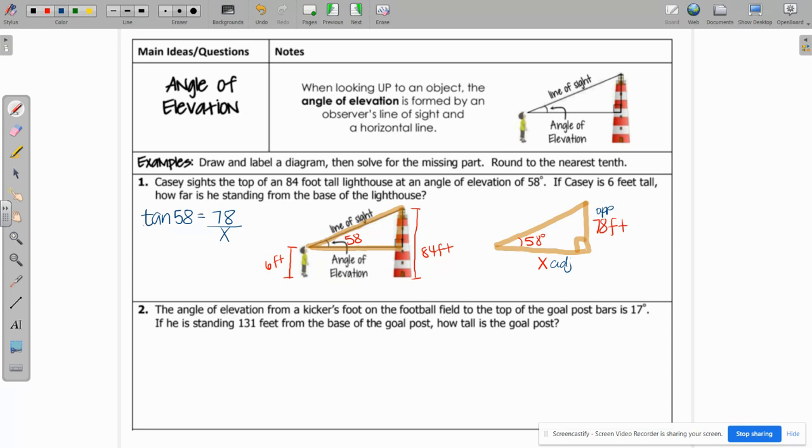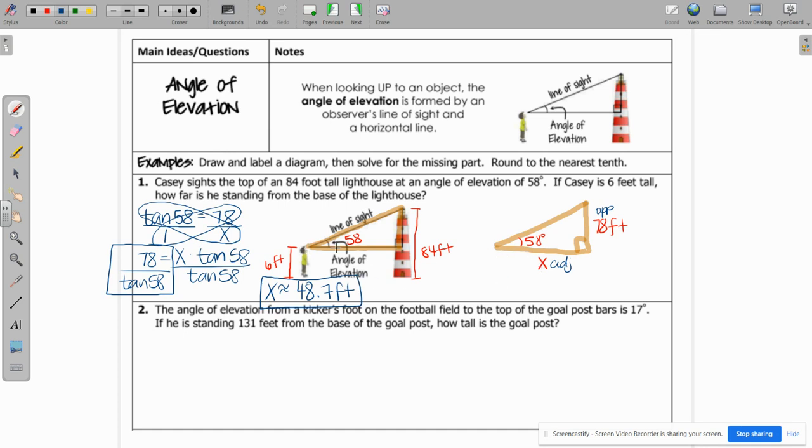and then we want to solve for x. So we're going to treat this like a proportion where our cross products are equal. So 1 times 78 should equal the other cross product, x times the tangent of 58. In order to isolate x, now we need to divide both sides by the tangent of 58. Using your calculator, you're going to type in 78 divided by the tangent of 58, and we should get that x is approximately 48.7 feet. So that means that Casey is standing 48.7 feet away from the lighthouse.